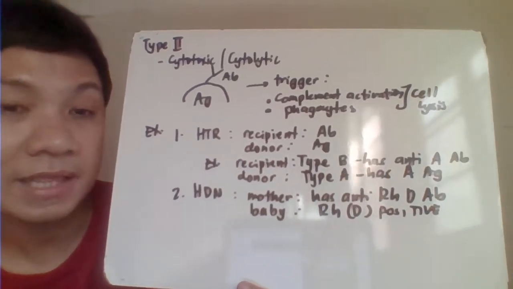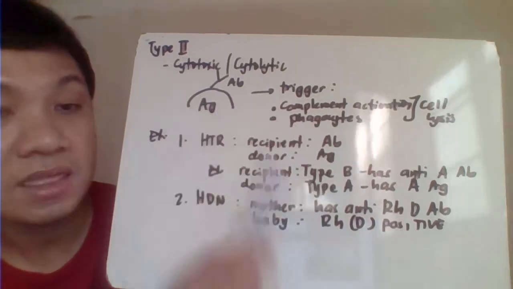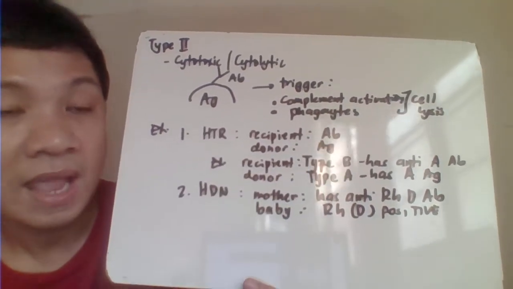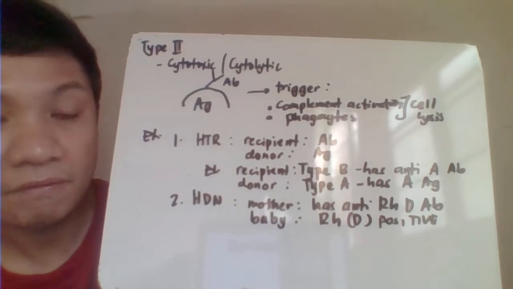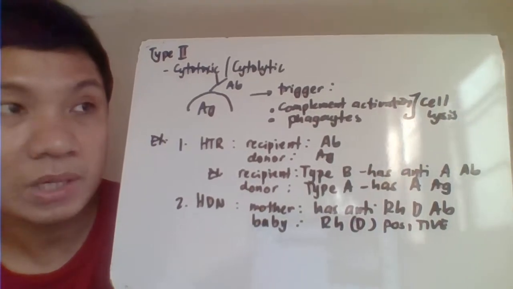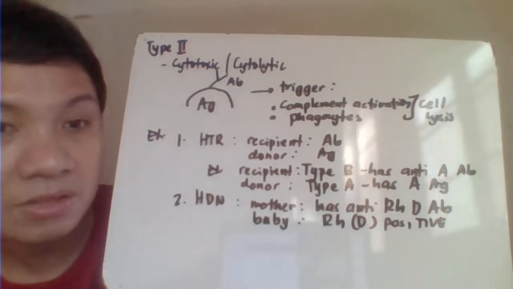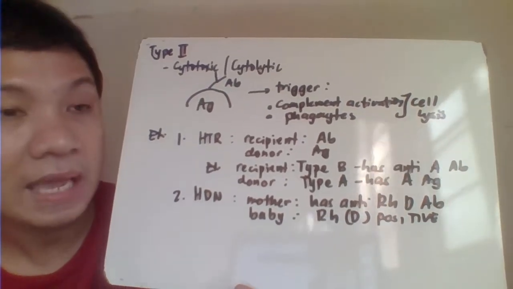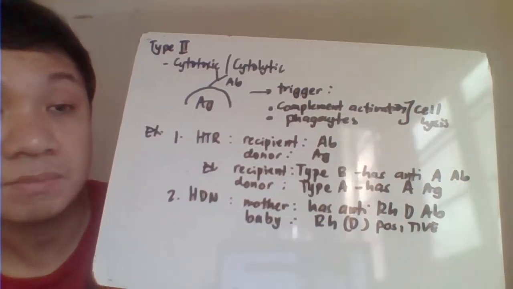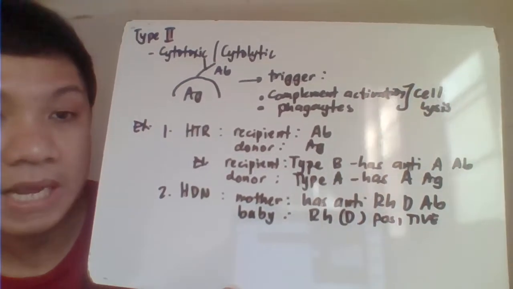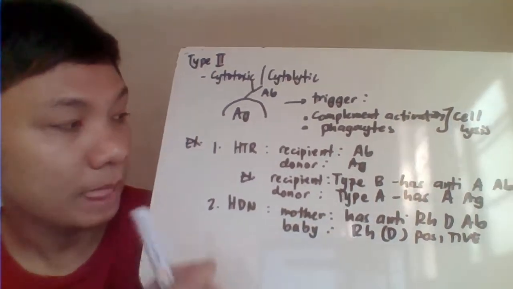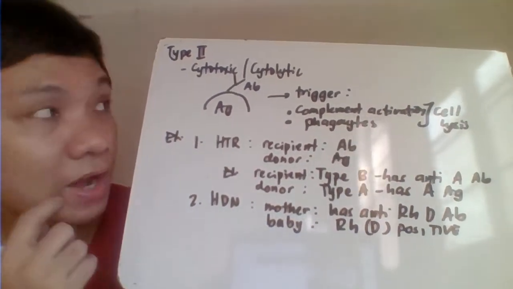Then you have the corresponding antibody that tries to bind to that to form your antigen antibody complex. Once you have your antigen antibody complex, it will trigger the activation of your complement and your phagocytosis, eventually ending up with cell lysis because of the activation of your membrane attack complex. Okay, we have an example of our type 2.